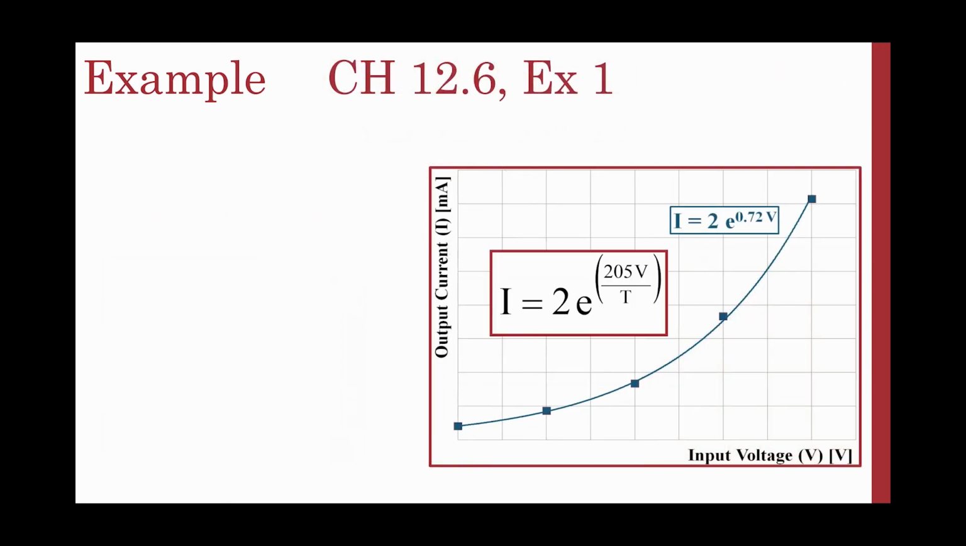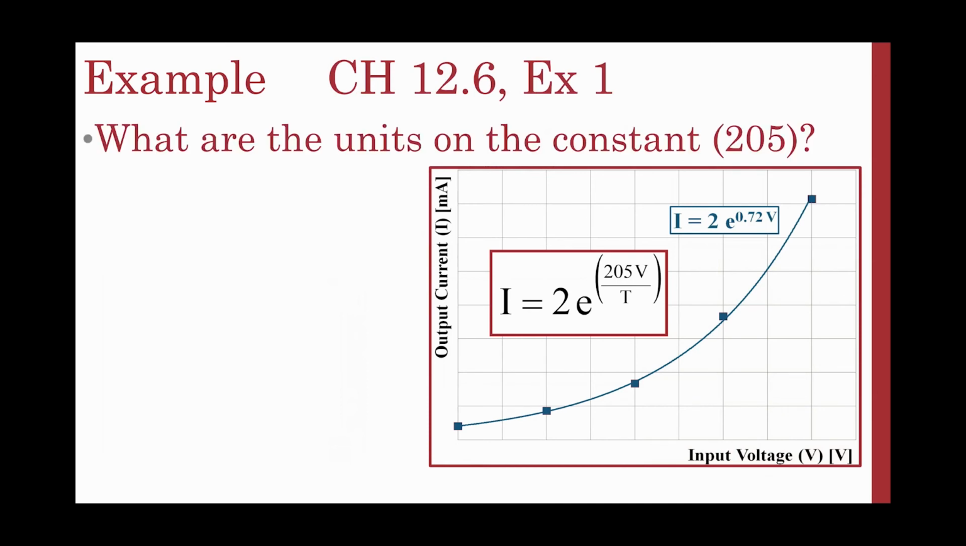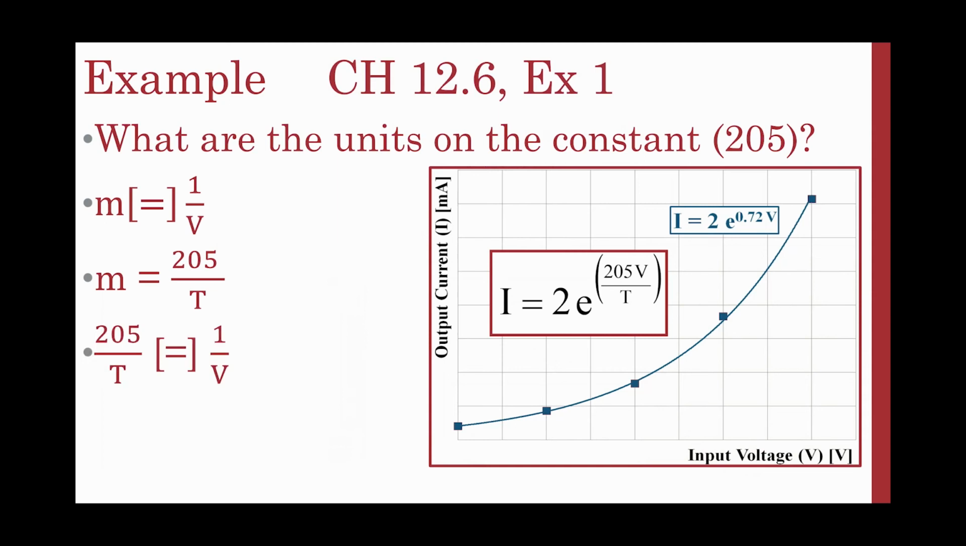So in another example, we have I is equal to 250 V divided by T. So what are the units of the constant 205? Again, if m is 1 over volts, m is equal to 205 over T. So 205 over T has to equal 1 over volts. 205 is Kelvin per volt.